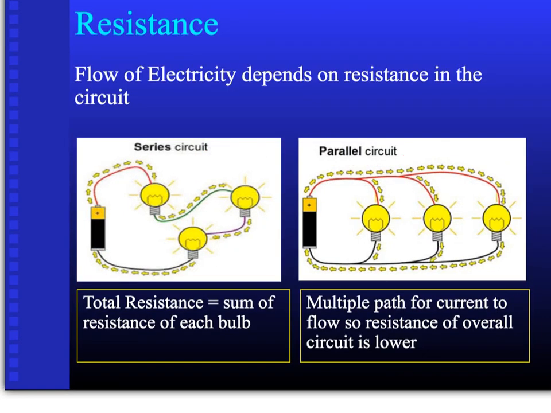Now, remembering Ohm's law, voltage equals current times resistance, we see that given the same amount of voltage, the current is going to depend on the resistance. So the flow of the electricity, the flow of the charge or the current, depends on the resistance in the circuit. You can see in the series circuit, we have three lamps connected in series.